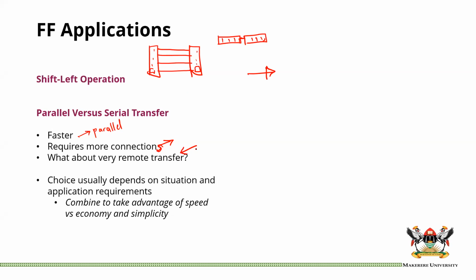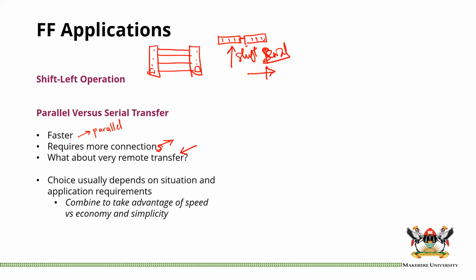But for remote transfer, where you're transmitting information over a longer distance, it is probably better to do it in serial rather than parallel. The reason is that you would have so many cables strung along very large distances, which can be expensive, whereas in serial you would need just one cable and your information will move. Sometimes you can combine these so that you take advantage of the simplicity and economy of serial transfer, and also the speed of parallel transfer.